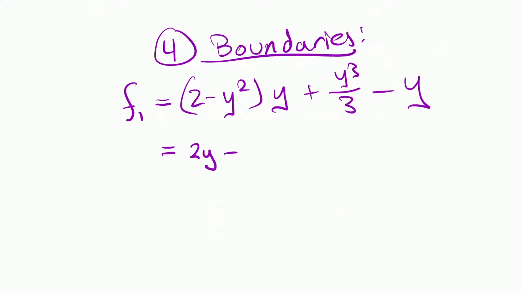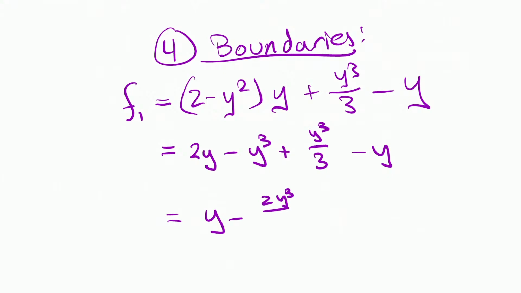So 2y minus y cubed plus y cubed over 3 minus y. This equals y minus 2y cubed over 3. I think I did my algebra correctly. Let me know if I got it. I'm just curious where the 2 minus y squared came from.